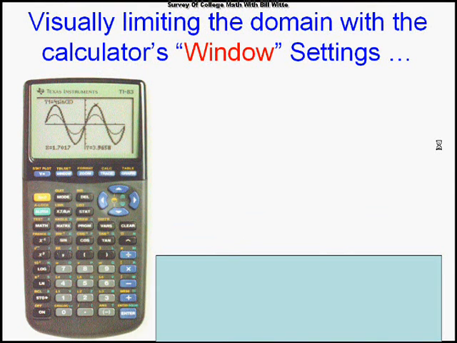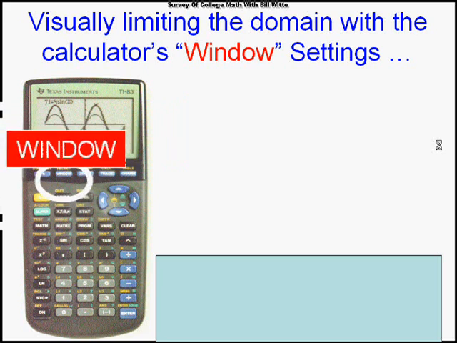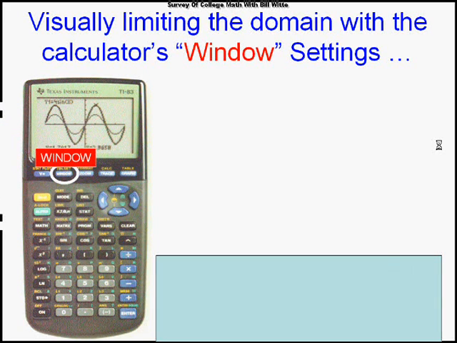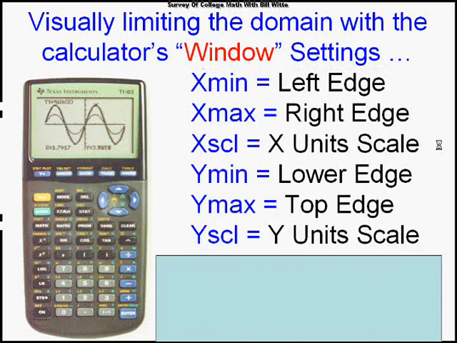Now we can limit those, looking at the graph of this function. We can actually limit on a calculator the numbers that we put in. We do that using the window button. If you hit window, these are the options you'll get. Since we're limiting the domain, we're limiting the x for this function.